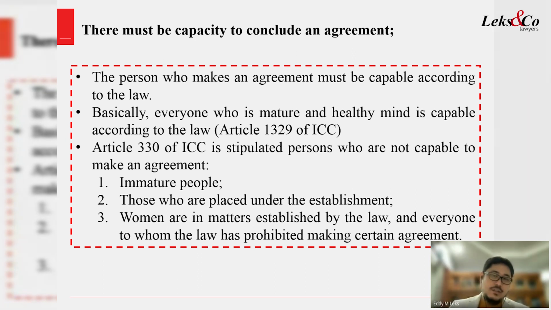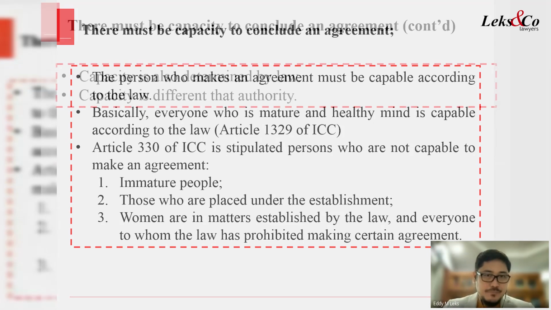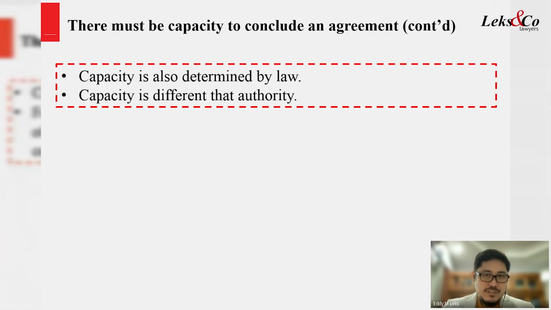Okay. So those are the things on the capacity. Capacity is also determined by law. For example, if the company law, it is determined that the board of the company is the subject authorized to represent the company. No, this is not capacity actually. Wait. This is not a capacity.